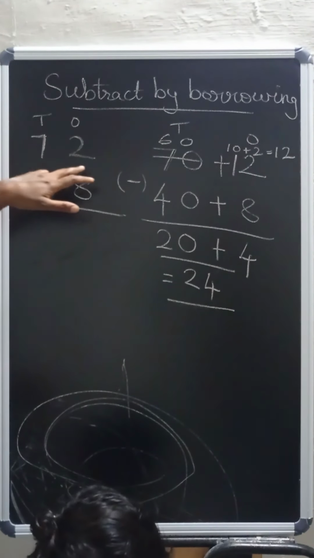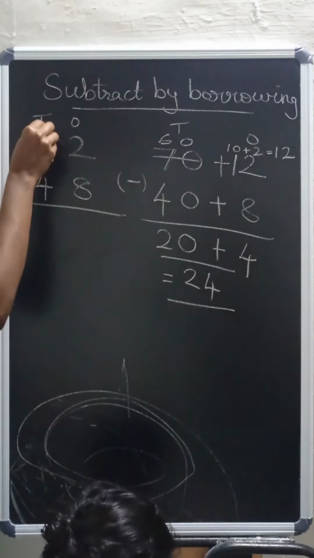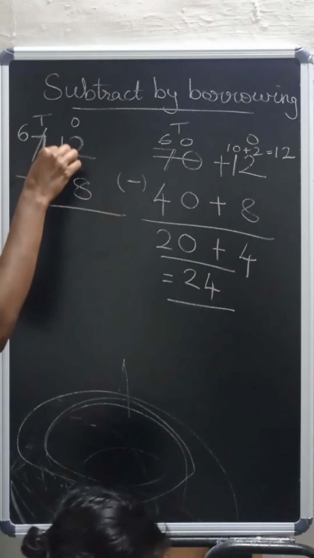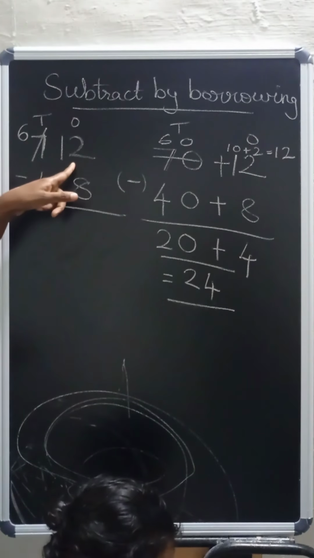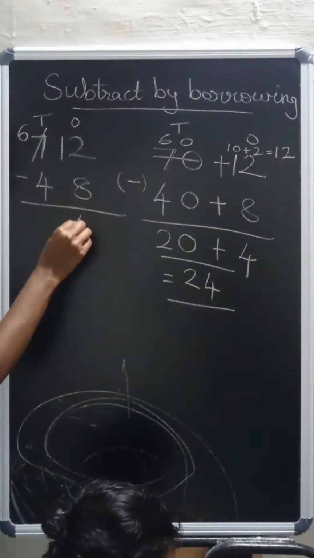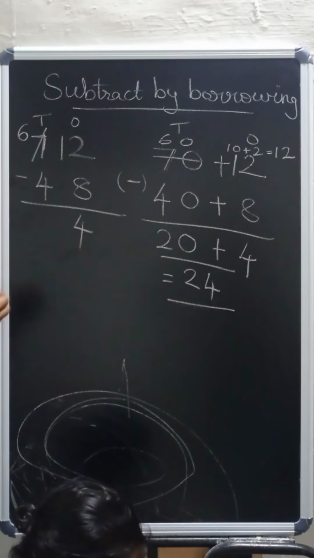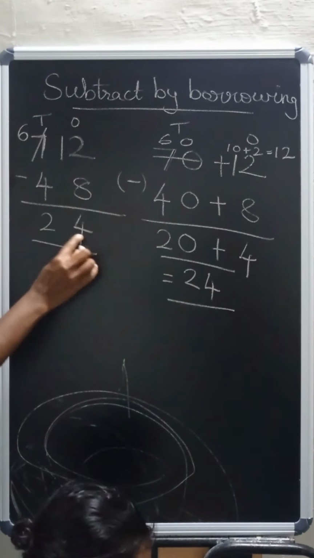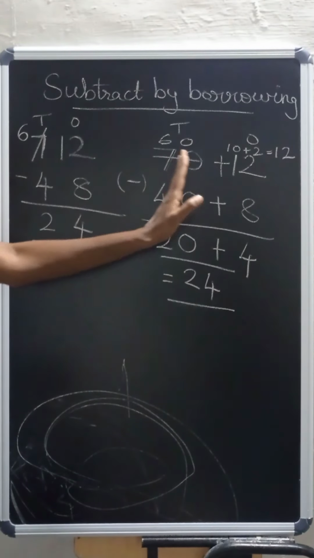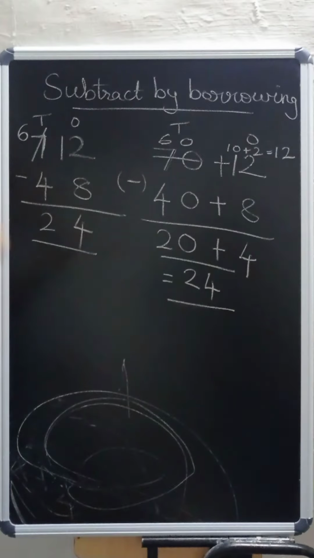Now we will do it normally. Now cancel this 7. Put this 6 here. Bring this 1 here. This 2 will become 12. Now 12 minus 8 is 4. 6 minus 4 is 2. 24. So for understanding subtraction, I have explained you in expanded form.